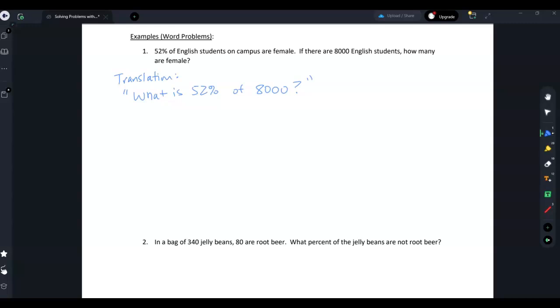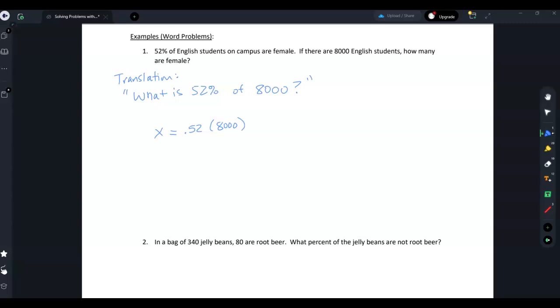So this is going back to translation. Is translates as an equal sign. What translates as your variable, and I'm just going to use x. So x equals, and then 52% of 8,000. So that would be 0.52. Of means multiply, so I'm going to multiply that by 8,000.